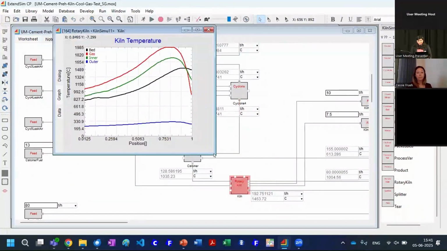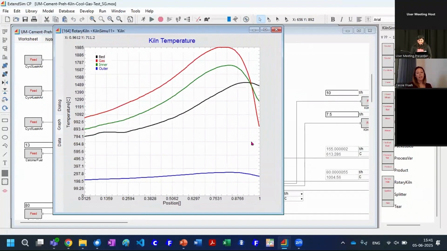Inside of XtendSim, and this is also a similar plot you would see that comes out in Excel. They always follow the same x-axis where it's positioned along the process model unit. So the 0 position of the kiln is where the material comes in, and the 1 position would be where it comes out. This is an instance of temperature profiles. So the y-axis is temperature in degrees Celsius. And we have 4 lines here for the bed material, the gas, the inner wall, and the outer wall.